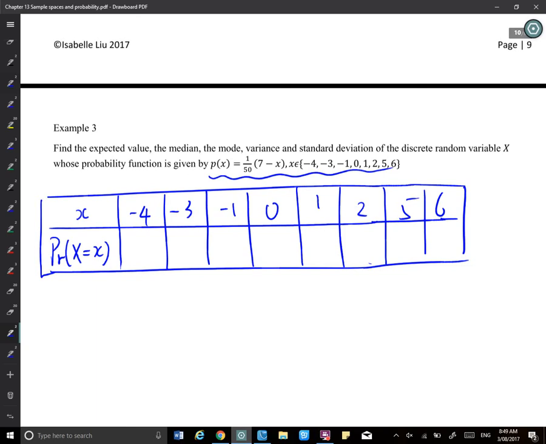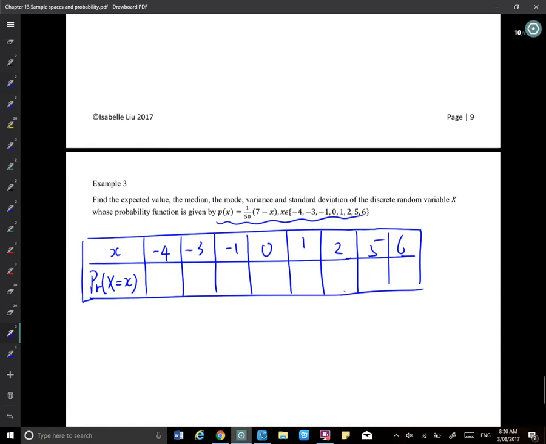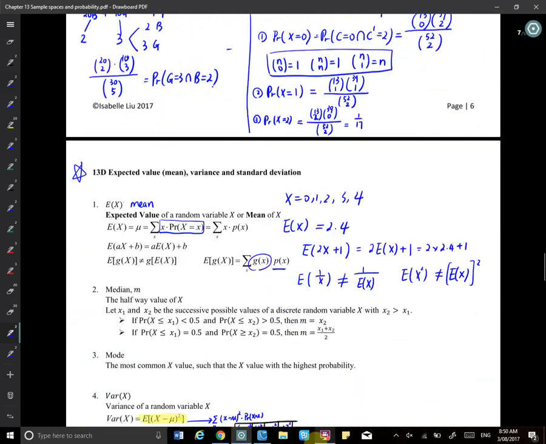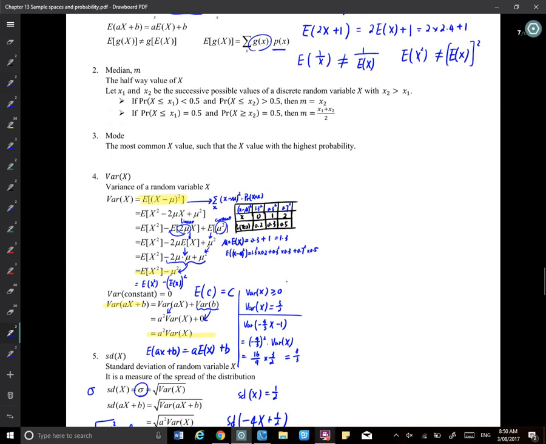So everything will turn back into a table, and from the table you can work on the required things. Well, it's not necessary. If you can work directly from the mass function, that's also fine. It's just that when you have the table, it's very explicit to see all the probabilities. So that's pretty much all I should talk about for the first chapter, chapter 13. The important thing is just this page, page 7, which is really, really important.